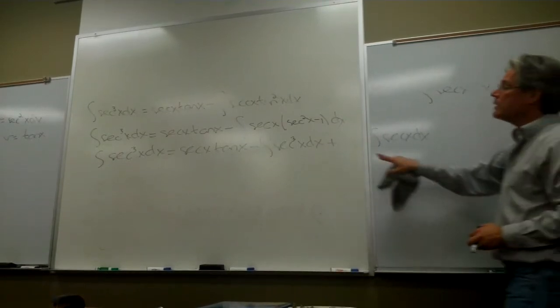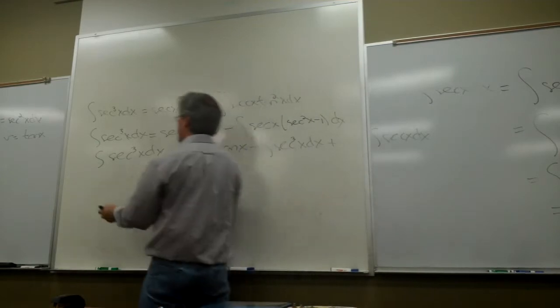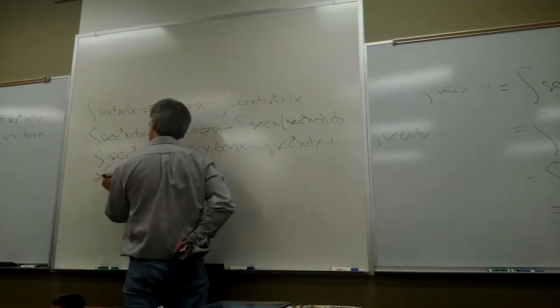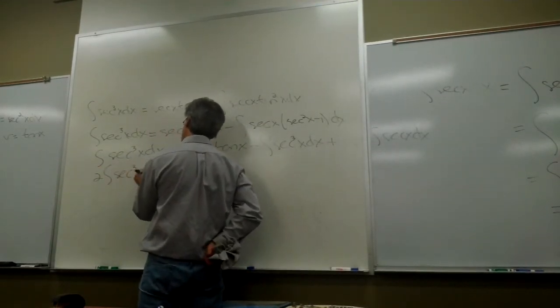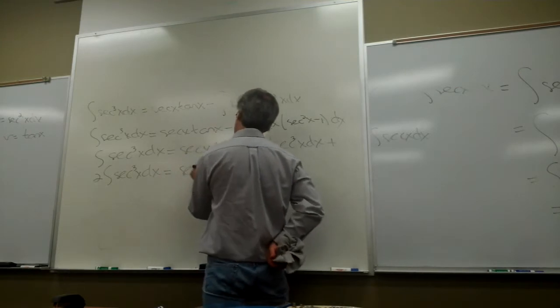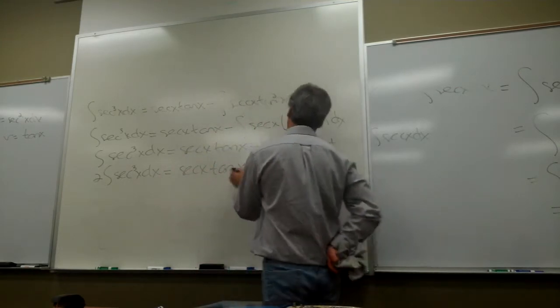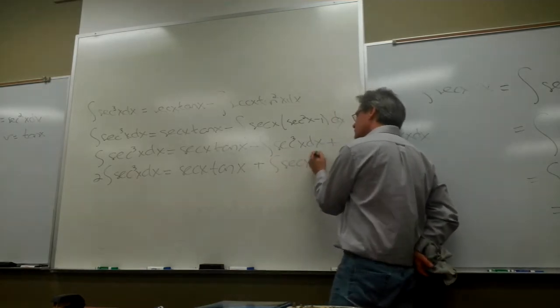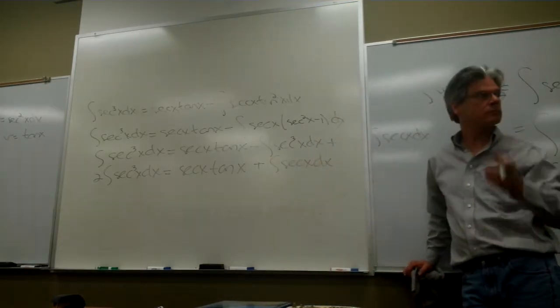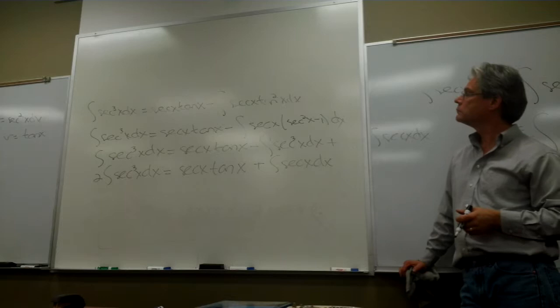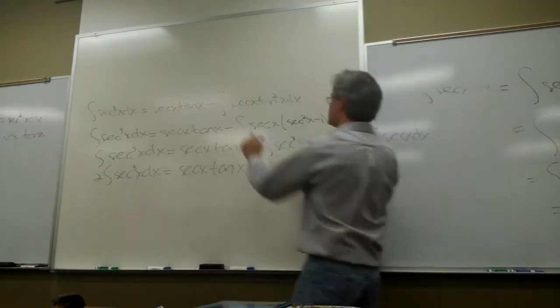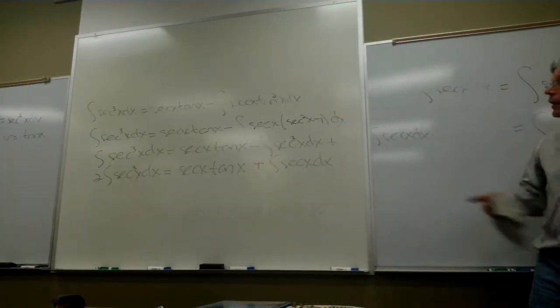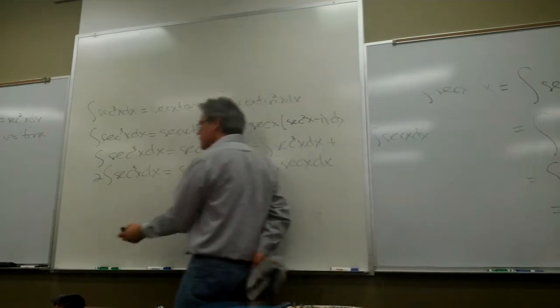And now, in adding this integral to both sides, I get 2 times the integral of secant cubed of x with respect to x is equal to secant of x tangent of x plus the integral of secant of x with respect to x. Distribute the negative. And now let me evaluate that integral and divide both sides by 2.